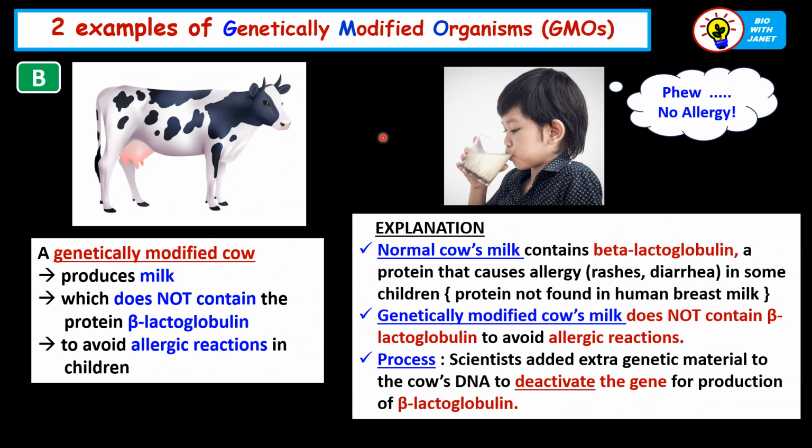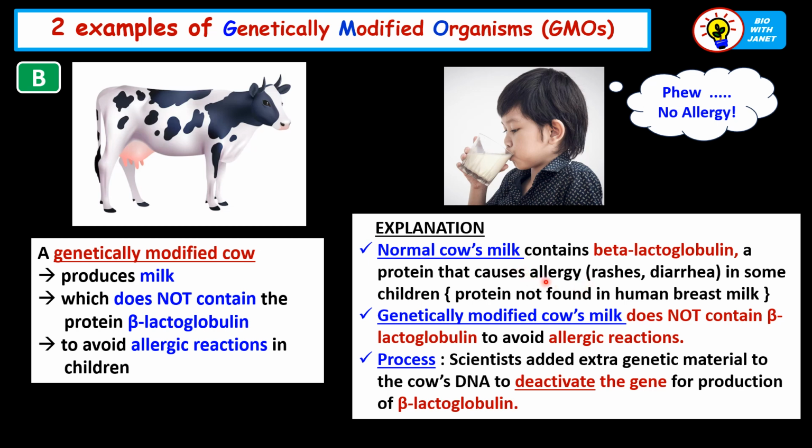The second example of a genetically modified organism is a genetically modified cow that produces milk which does not contain the protein beta-lactoglobulin to avoid allergic reactions in children. Normal cow's milk contains beta-lactoglobulin, which is a protein that causes allergy, such as rashes and diarrhea in some children. Allergy means oversensitivity to a particular product, like for example cow's milk.